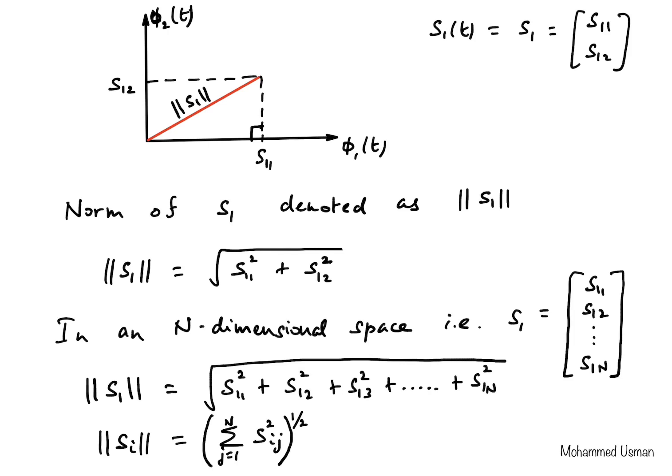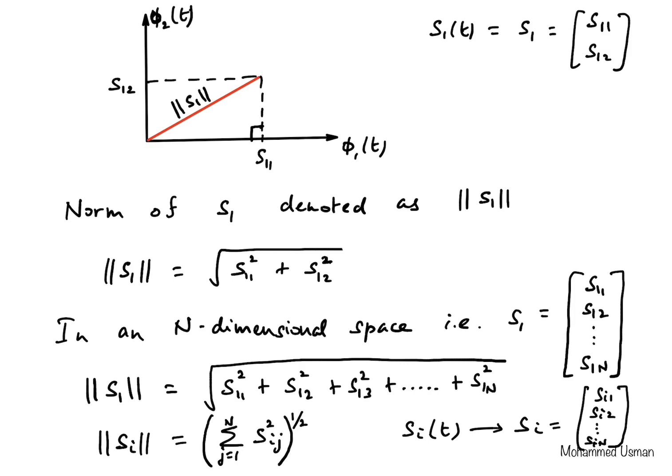So that is the general equation for computing the norm of any signal Si of t when that signal is available in vector form, okay? That's when Si of t is available as a vector Si, which is given as Si1, Si2 and so on up to Sin, okay? So when we have this vector, we can compute the norm in this way. That's the process to find the length of the signal based on its vector elements.